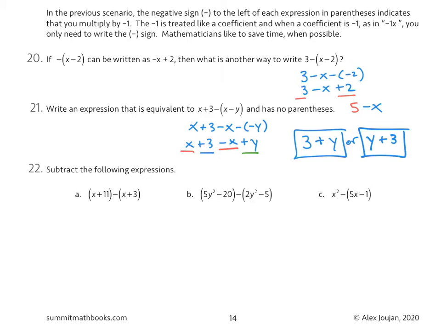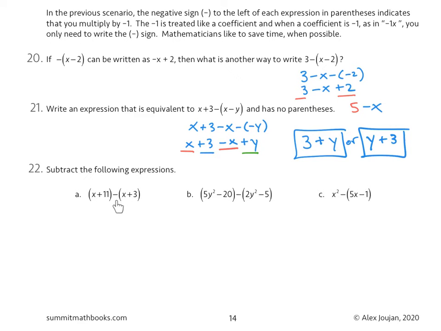These are two equivalent expressions, so either one is fine. 22. Subtract the following expressions. Part A, x plus 11 minus x plus 3. This is a binomial in parentheses, and this is a binomial in parentheses. The first parentheses don't need to be there because there's no value being multiplied by that expression in parentheses. However, these second parentheses need to be there because I'm subtracting this entire quantity.